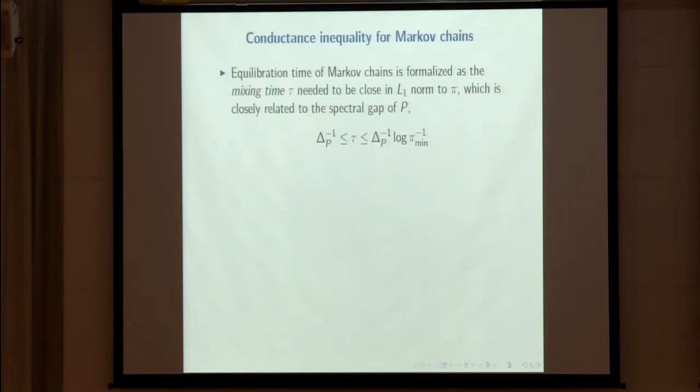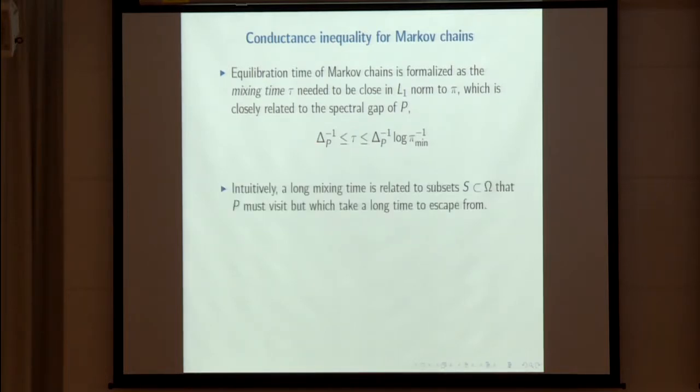Okay, so the conductance inequality for Markov chains says that the equilibration time of a Markov chain, which we formalize as something called the mixing time, the time needed to be close in trace norm to the stationary distribution, is, by a common theorem, closely related to the spectral gap. This factor here might be exponentially small, and so this might kick out a linear factor in n, but basically the spectral gap characterizes your mixing time of a Markov chain.